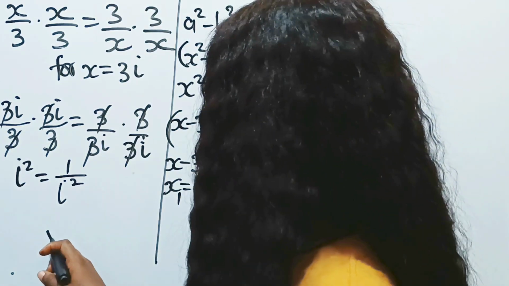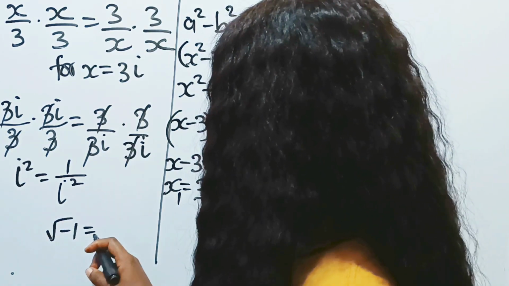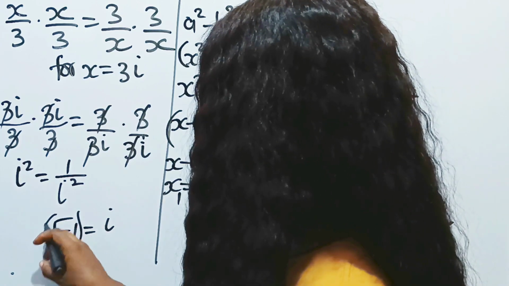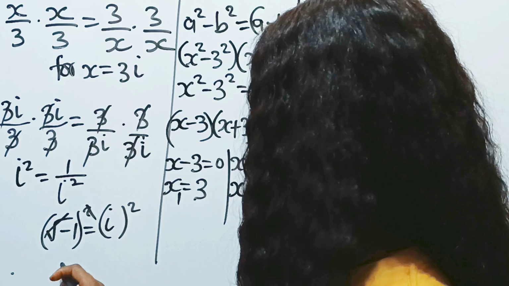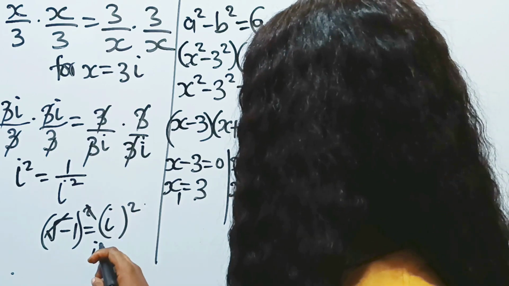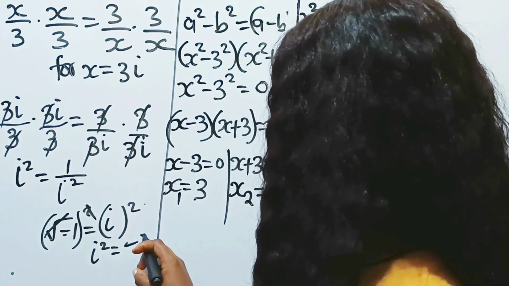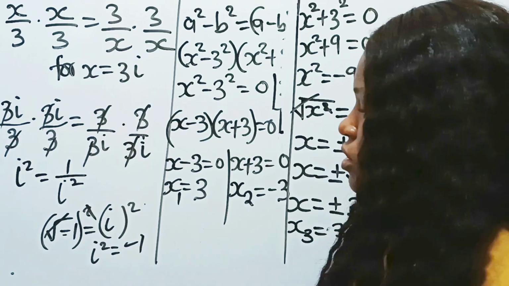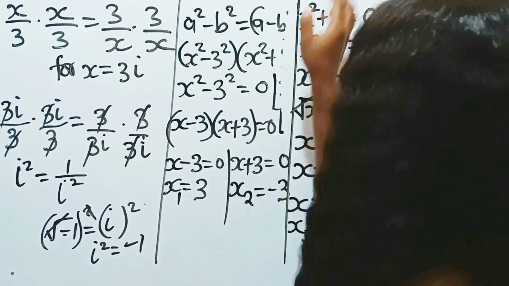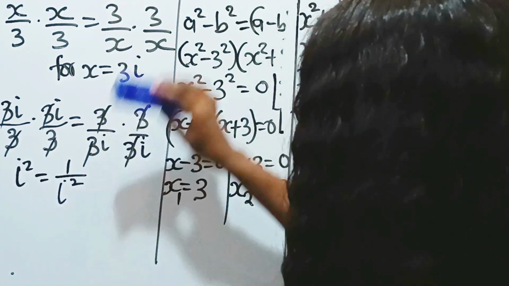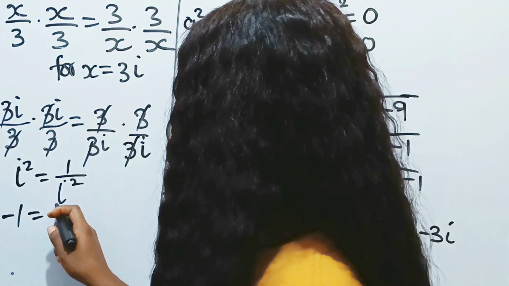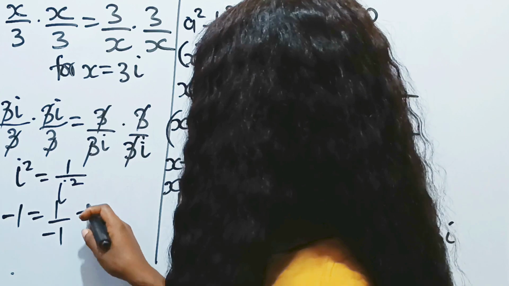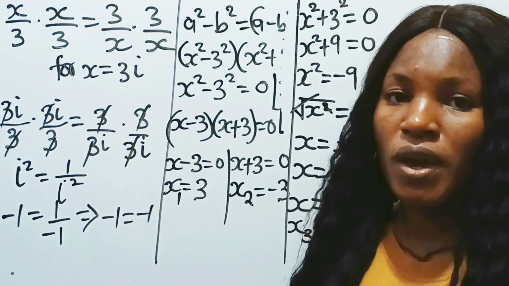Now I want us to remember that the square root of minus 1 is equal to i. So if we square both sides of this particular equation, we will have that i squared is equal to minus 1. You can see that, right? So i squared is equal to minus 1. So I'll replace this i squared with minus 1. So I have minus 1 is equal to 1 over minus 1. So this implies that minus 1 is equal to minus 1. So you can see that we are correct.